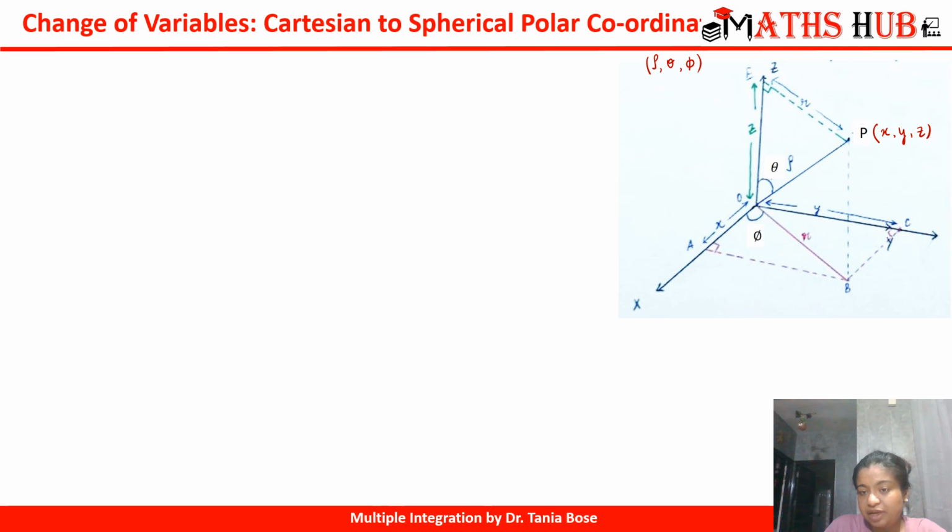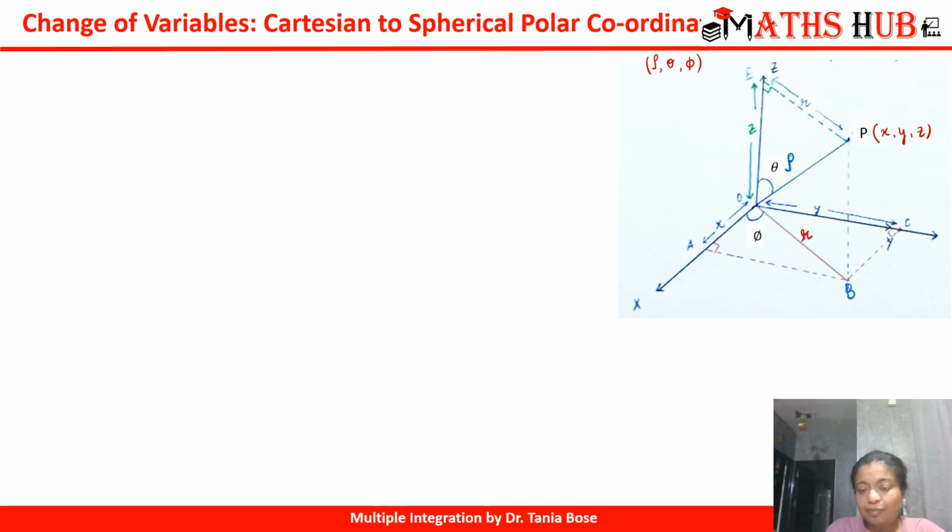Now from the point P, we drop a perpendicular on the z-axis and we assume that the distance of this point P from the origin is rho, right? So this distance is rho, and the distance on the z-axis is z, and let the point P make an angle theta with the z-axis. Now let us take the projection of this point P on the xy plane and let that point be B, right? Let us take the distance of the origin from the point B and let it be r, right?